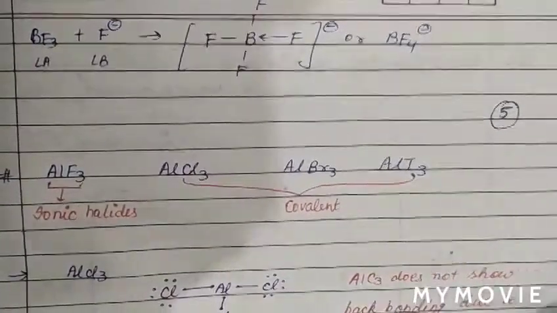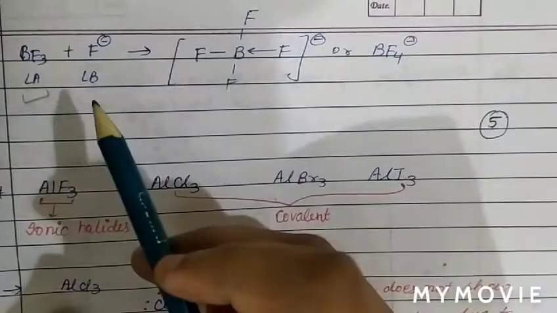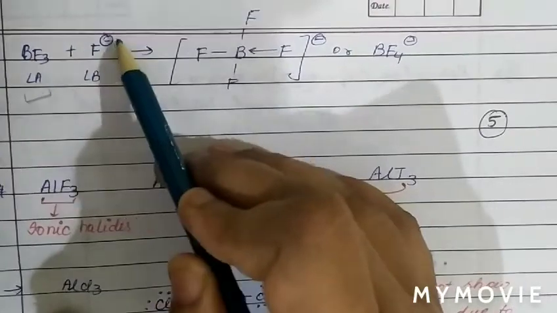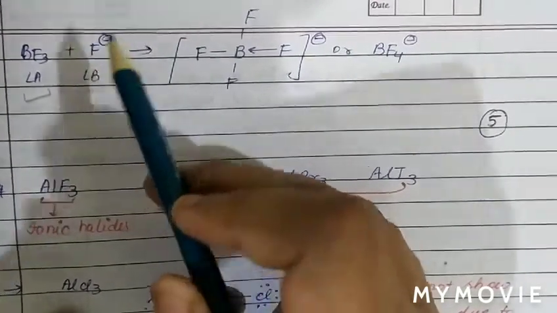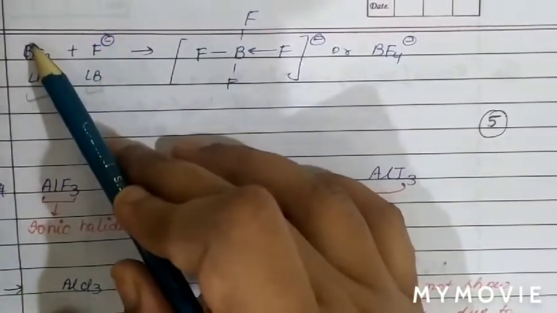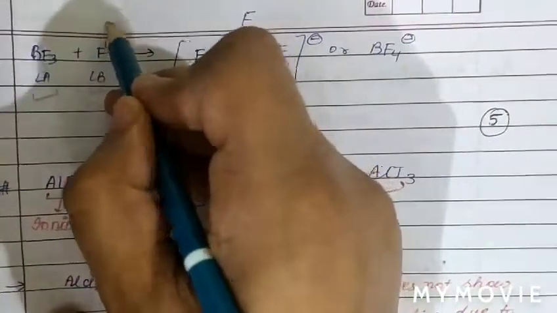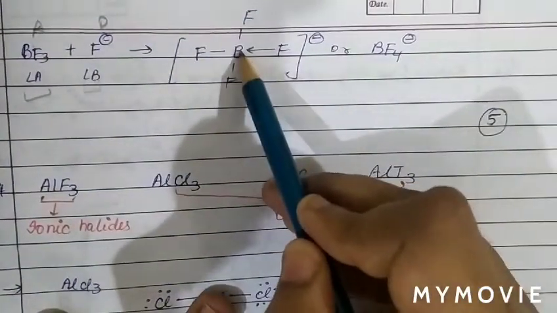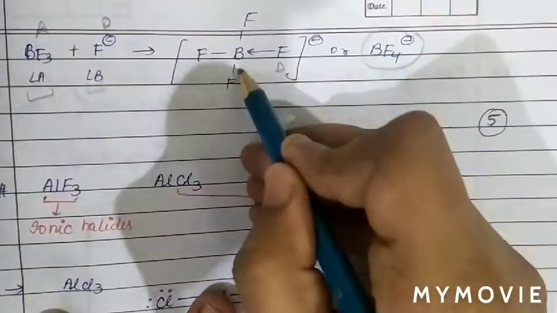In this example, BF3 acts as a Lewis acid because the central atom has electron deficiency. Now fluorine has a negative charge, meaning an extra electron pair, so it will behave as a Lewis base. The Lewis base will donate its electron pair to the electron deficient atom, meaning there is formation of a coordinate bond from donor to acceptor. So we can see that fluorine donated its electron pair and formed a coordinate bond. So the complex is BF4 negative, from donor to acceptor.